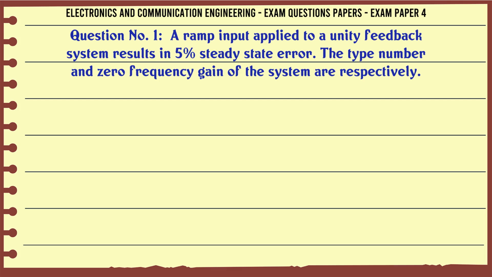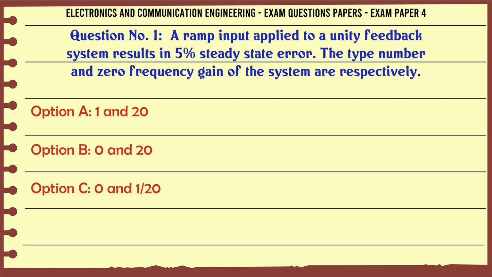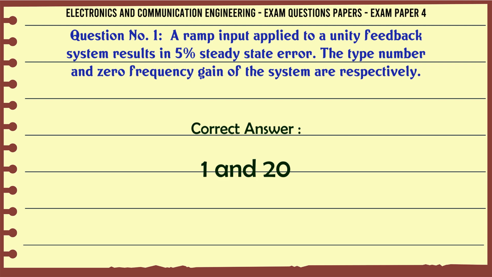A ramp input applied to a unity feedback system results in 5 steady-state error. The type number and zero frequency gain of the system are respectively A. 1 and 20, B. 0 and 20, C. 0 and 120, D. 1 and 120. The correct answer is 1 and 20.